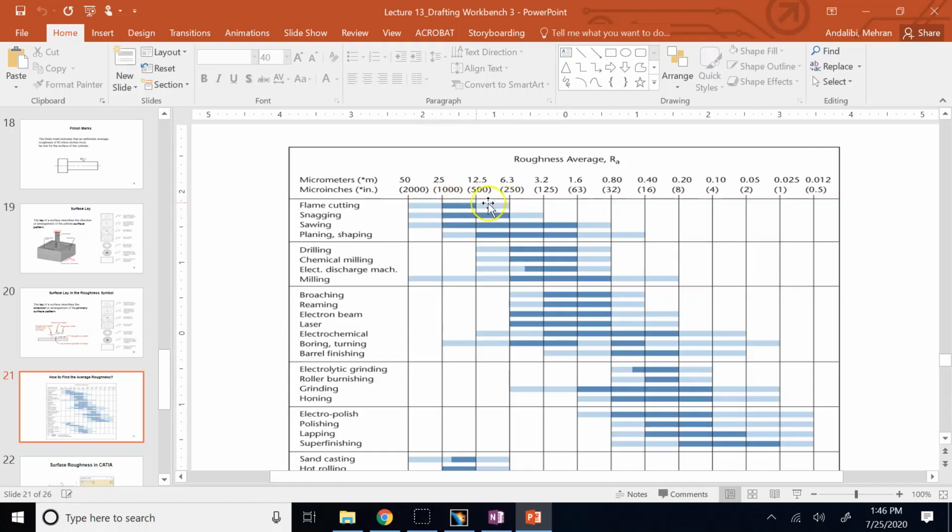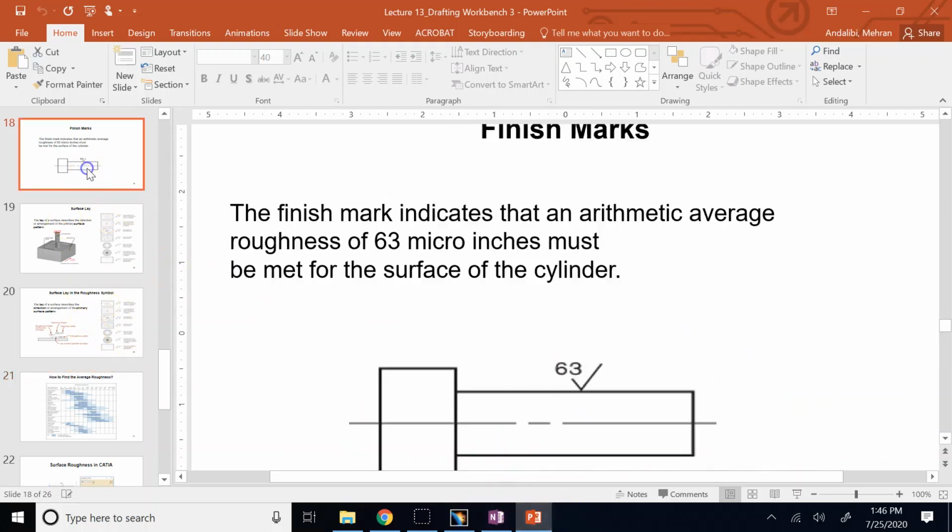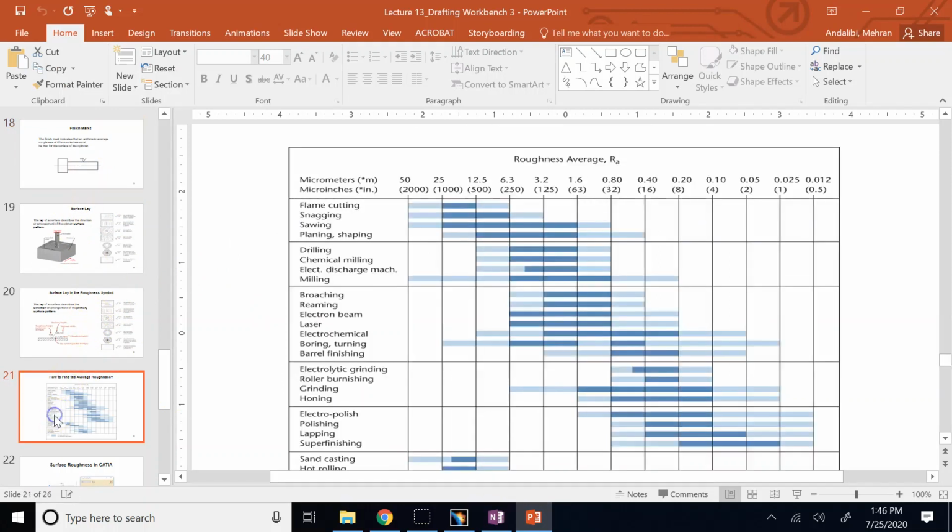Anyways, the average of the white or dark blue band is the same point, so we use that average and say, hey, if you use flame cutting, the average roughness of the surface you can get is about 750 microinches. So if you want 63, like this one says, forget it, you cannot use flame cutting. So I need to look at the methods for which the middle of the band is at 63 or to the right of 63, which means less than that.